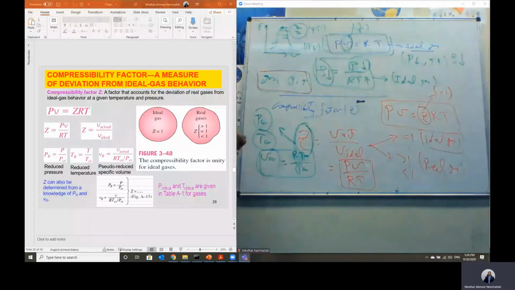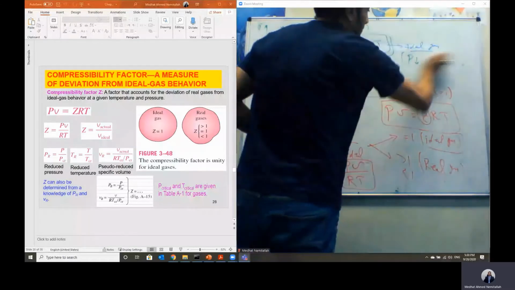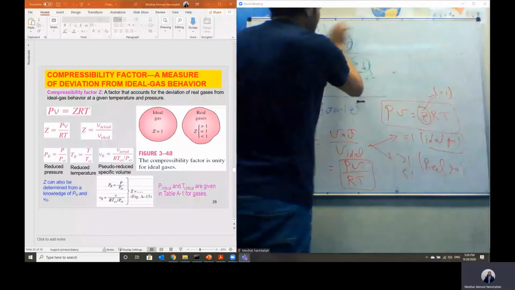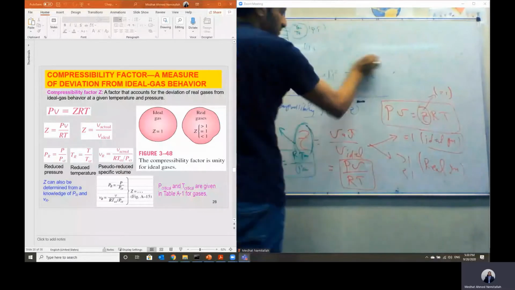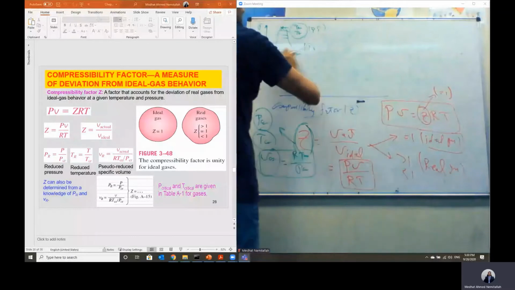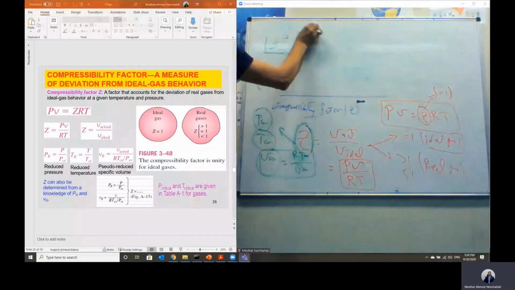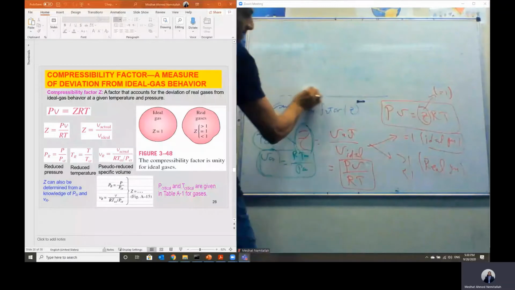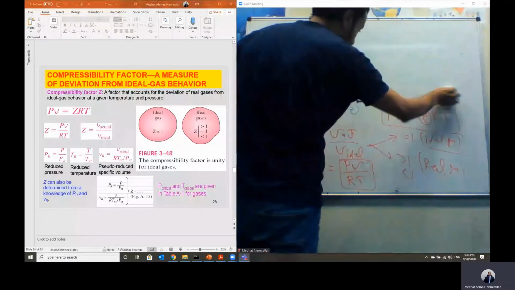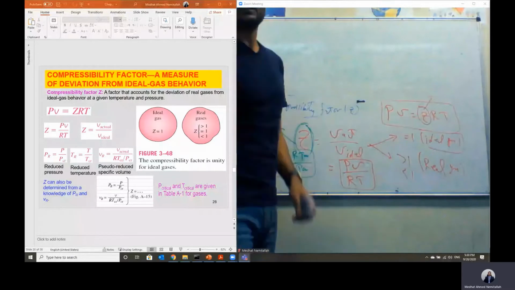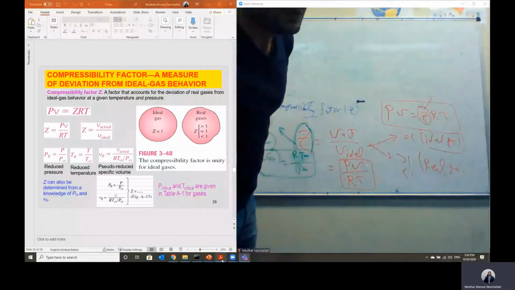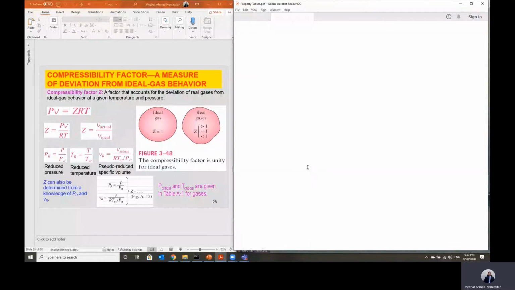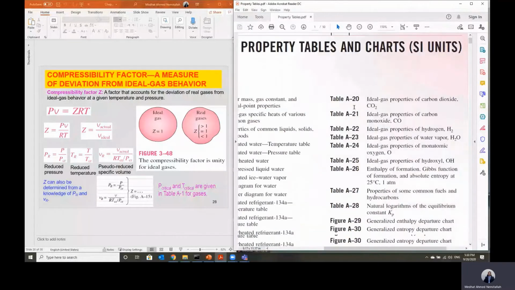But how can we calculate this compressibility factor Z as function of the critical condition? First of all, if you look at table A1 for any gas, it will list you the value of the gas constant R and the molecular weight, and it will give you also the value of P critical, T critical, and also the V critical, which is the critical specific volume. So look at this table A1, the first table in your tables.